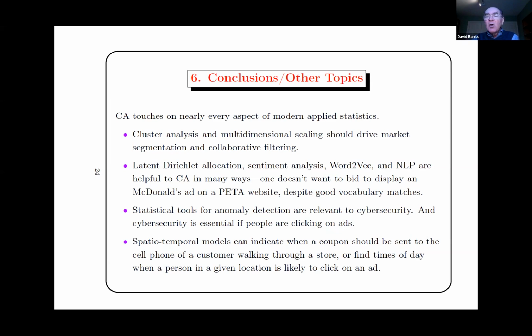Spatiotemporal models can indicate when a coupon should be sent to the cell phone of a customer walking through a store. So some companies are imagining that they are tracking me as I walk through a grocery store. They see that I'm standing in the cereal aisle. This would be a really good time to send David an advertisement for Quaker Oats granola. And so I'll be sitting there, my phone will ping, I look at it, and I have a coupon to buy granola. So these are some of the possibilities that we can imagine going forward.